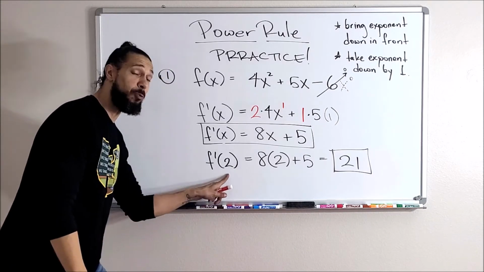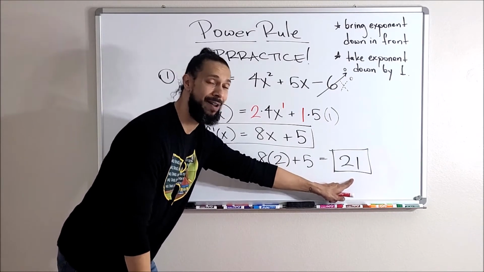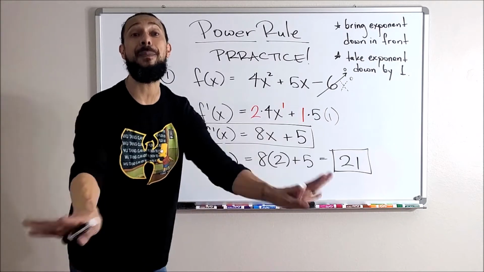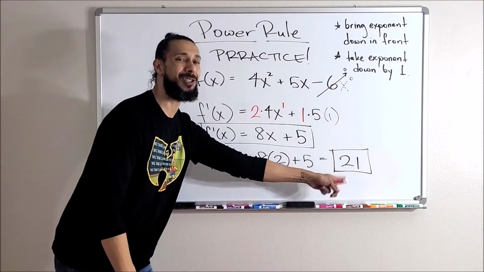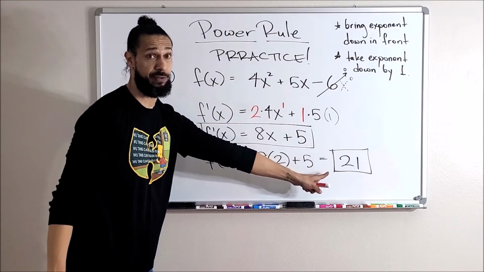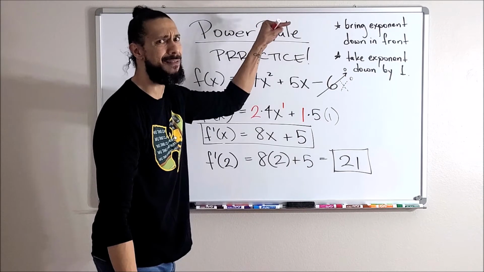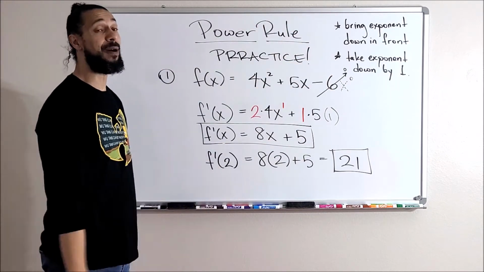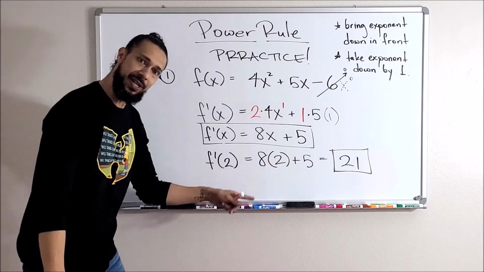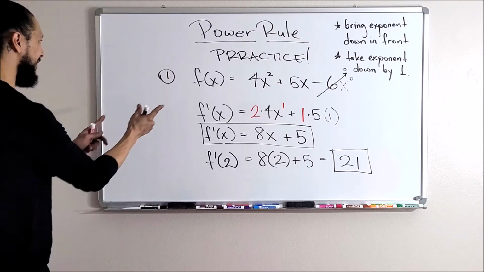So what that means is at x equals 2, the curve has a slope of 21. No estimating, no approximating. That curve has a slope of 21. That curve is going up, positive slope, up very fast. It's going up 21 spaces for every one it goes across. It's going up pretty fast. And that's what the derivative tells us. Let's try one more.